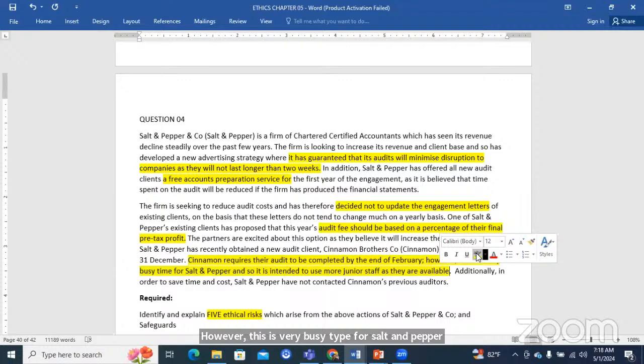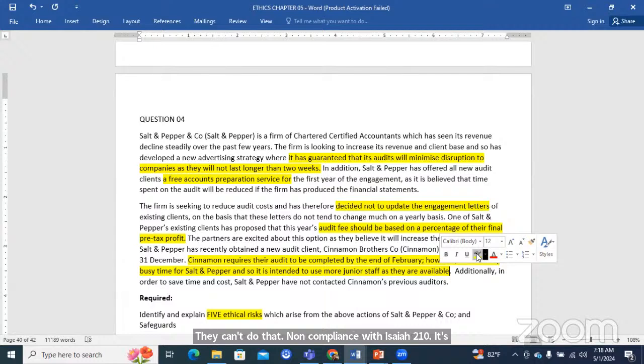ISA 210 again says that before you accept a new engagement, Cinnamon being the new client, you should assess your capacity, the resources. If you don't have resources, don't accept. But they did accept the engagement without the resources. They lack senior experienced people, but they accept. Whose mistake? The firm's mistake. They can't do that. It is non-compliance with ISA 210. It's an ethical risk.